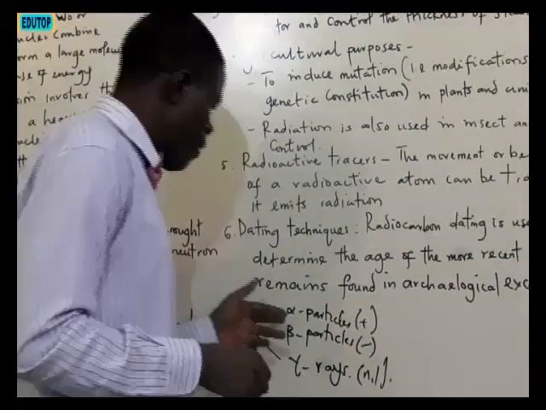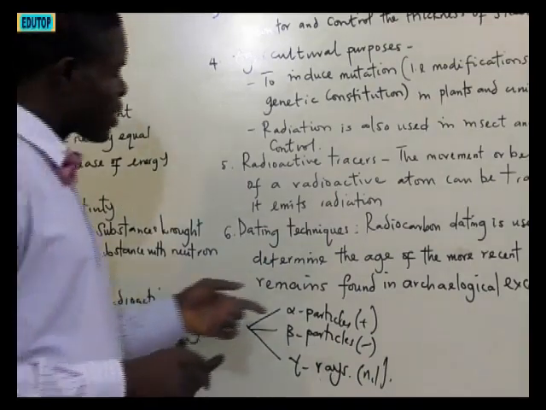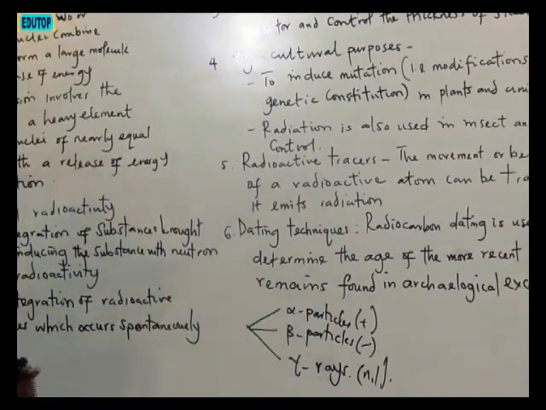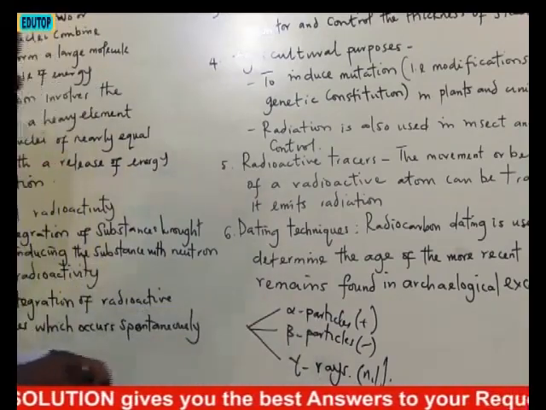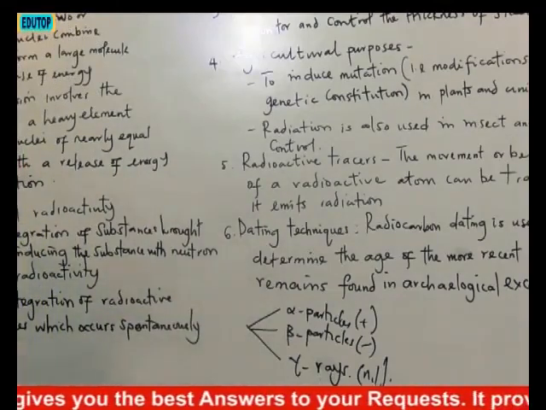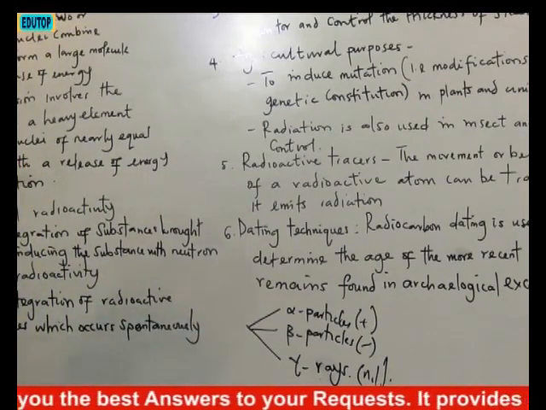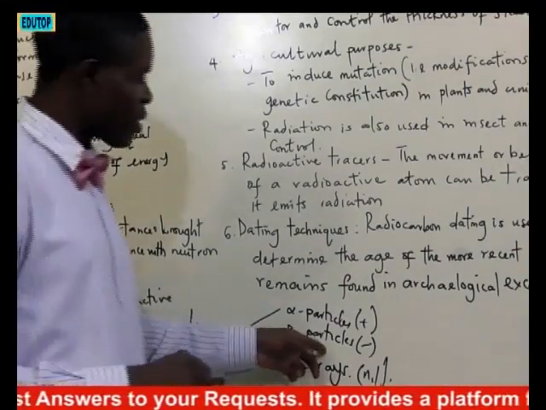Properties of alpha particles. 1, they are positively charged. 2, they are a fast moving stream of particles. 3, they have the highest ionization energy. 4, they are deflected strongly by electromagnetic field. 5, they have strong penetrating power.